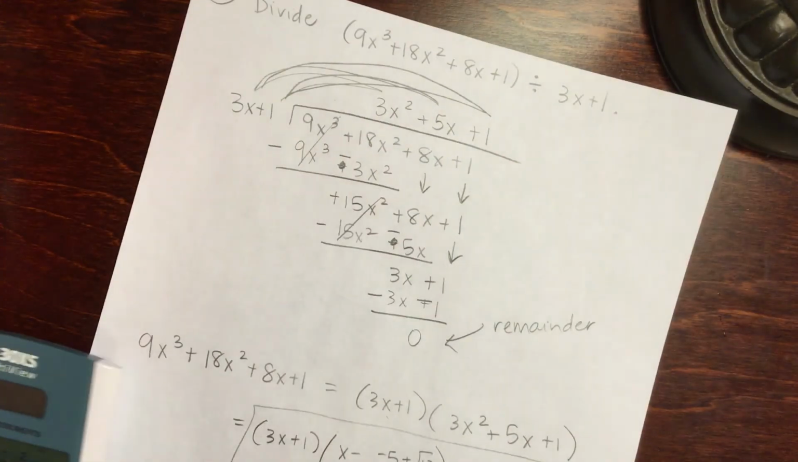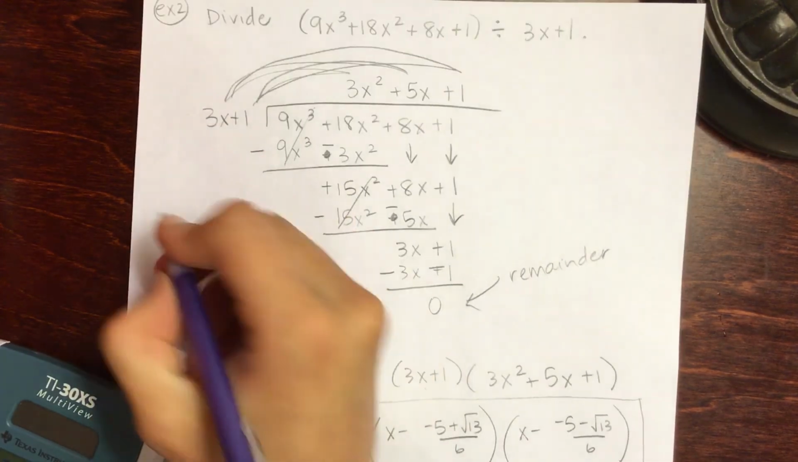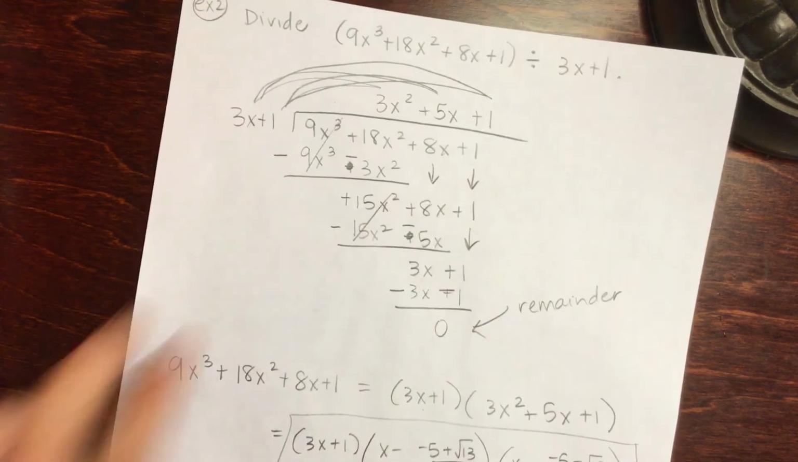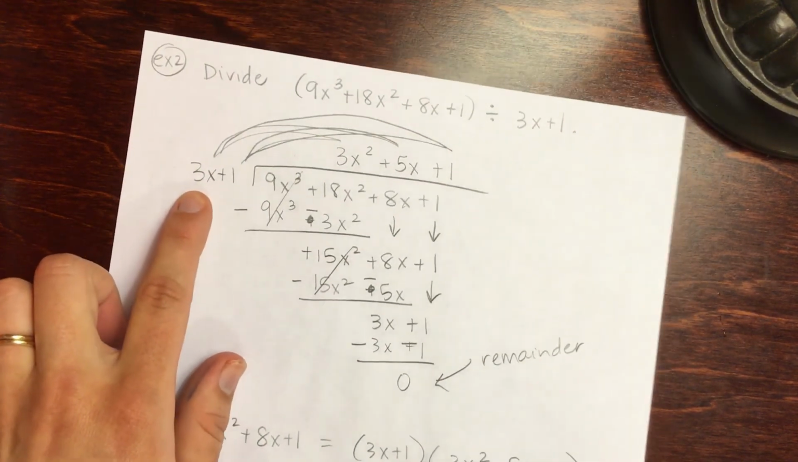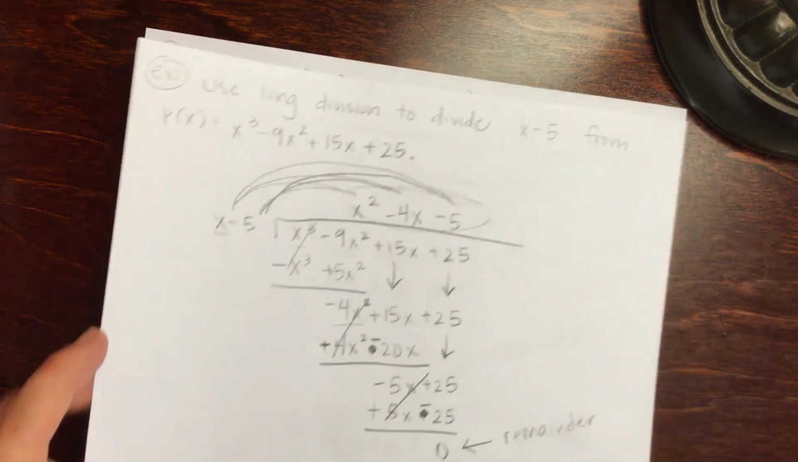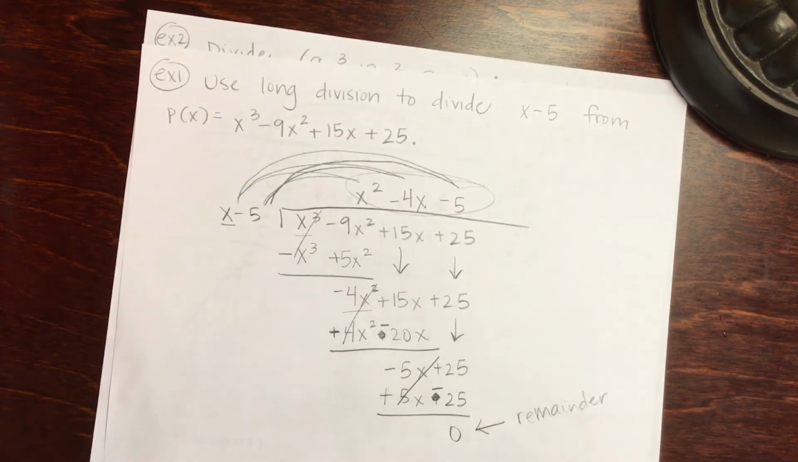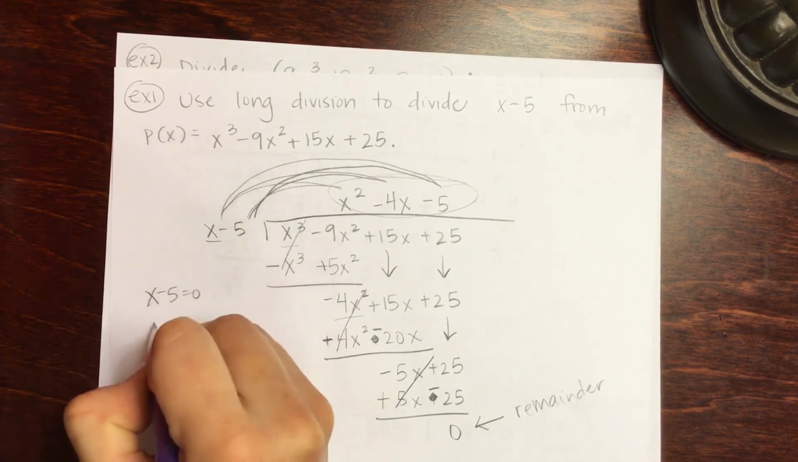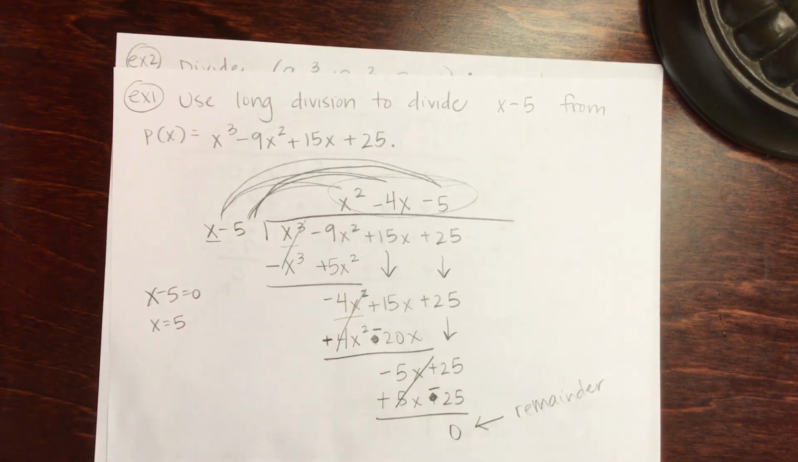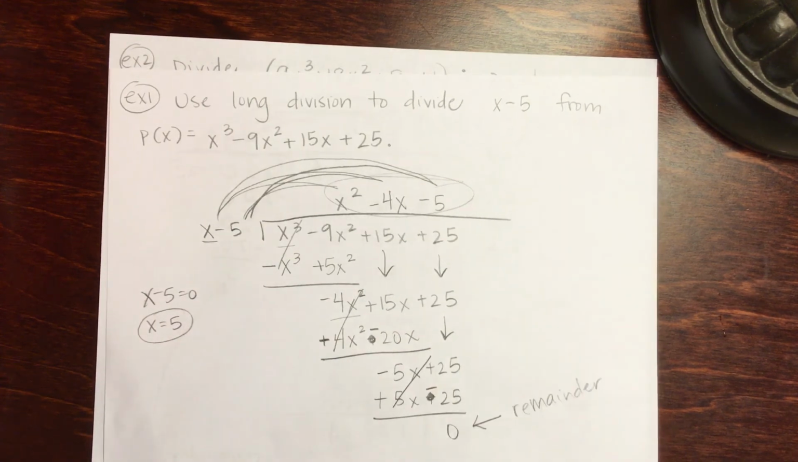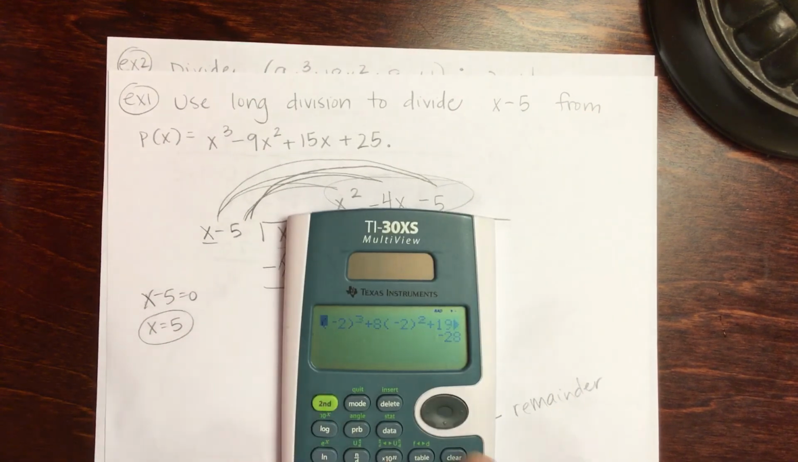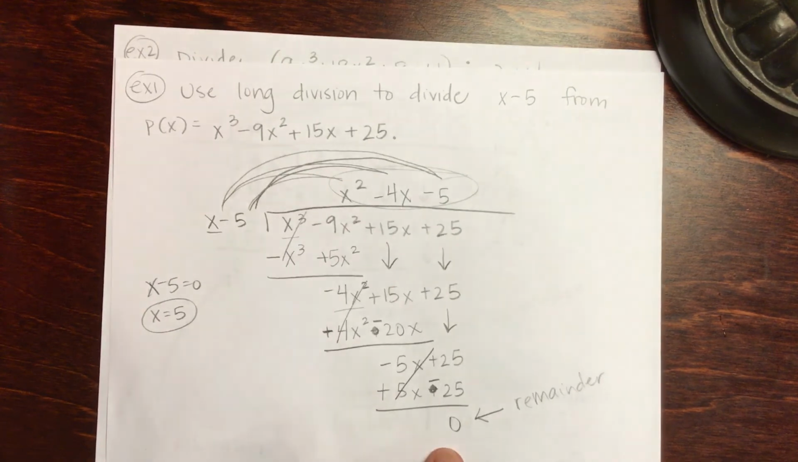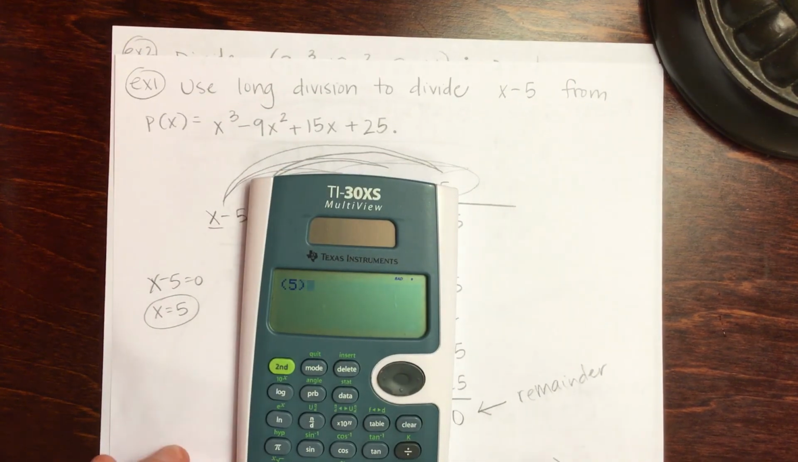We can double check this here too. If 3, it doesn't exactly work if you have a number in front of your x. So let's actually not do it there. But we can do it with this problem. x minus 5 is our factor. If we set that equal to 0, x equals 5 is my x-intercept. So if I sub 5 into this original equation, I should end up with the remainder, which was 0. Perfect.